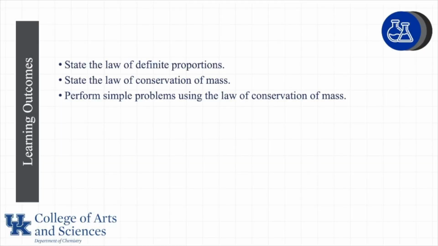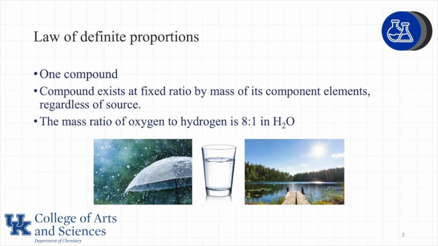In this lesson, we're going to discuss the law of definite proportions and the law of the conservation of mass. When we look at the law of definite proportions, we're looking at a single compound. For example, if we're looking at water, or H2O, what we find is that that compound exists at a fixed ratio by mass of its component elements. And it doesn't matter where that compound came from. If it's the same compound and we look at that mass ratio, we're going to see the exact same thing.